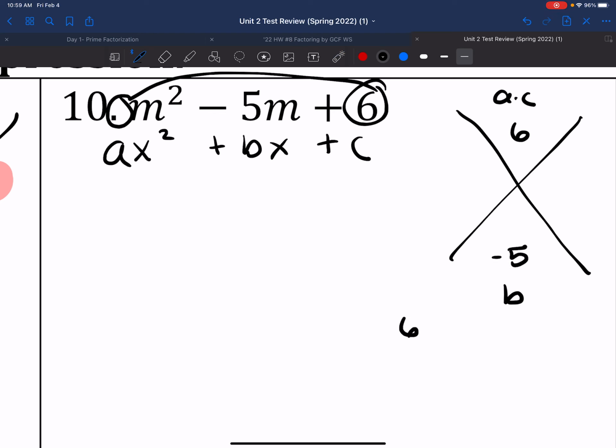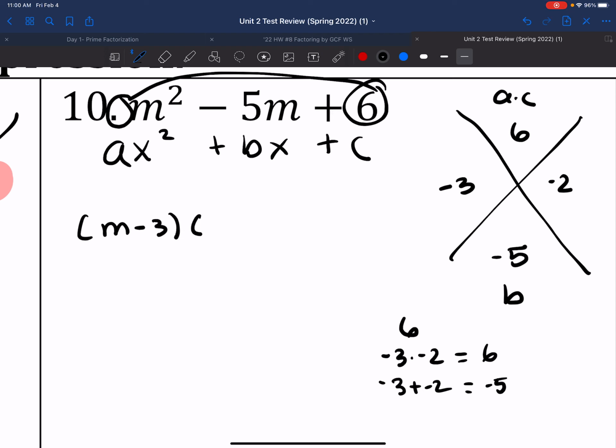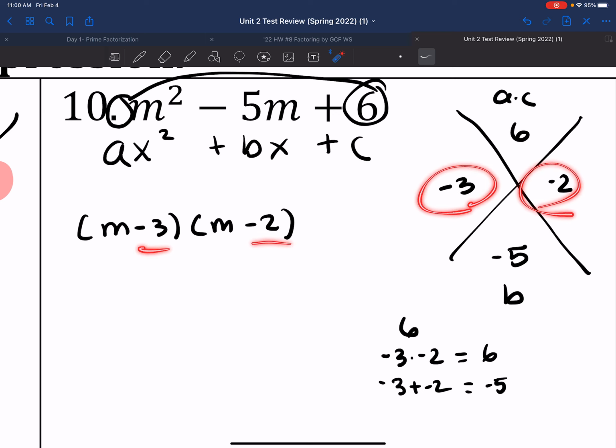Now I'm going to write 6 here, and I'm going to think, okay, two numbers I'm multiplying together give me 6, but add up to negative 5. I'm thinking, well, negative 3 times negative 2 is positive 6, right? Because a negative times a negative is a positive. But when I'm using those same numbers, I'm just adding. So this means that negative 3 is 1 and negative 2 is 1. So I'm going to go ahead and write m minus 3 times m minus 2. m times m is m squared, so that checks out. And then I have these, so that works.